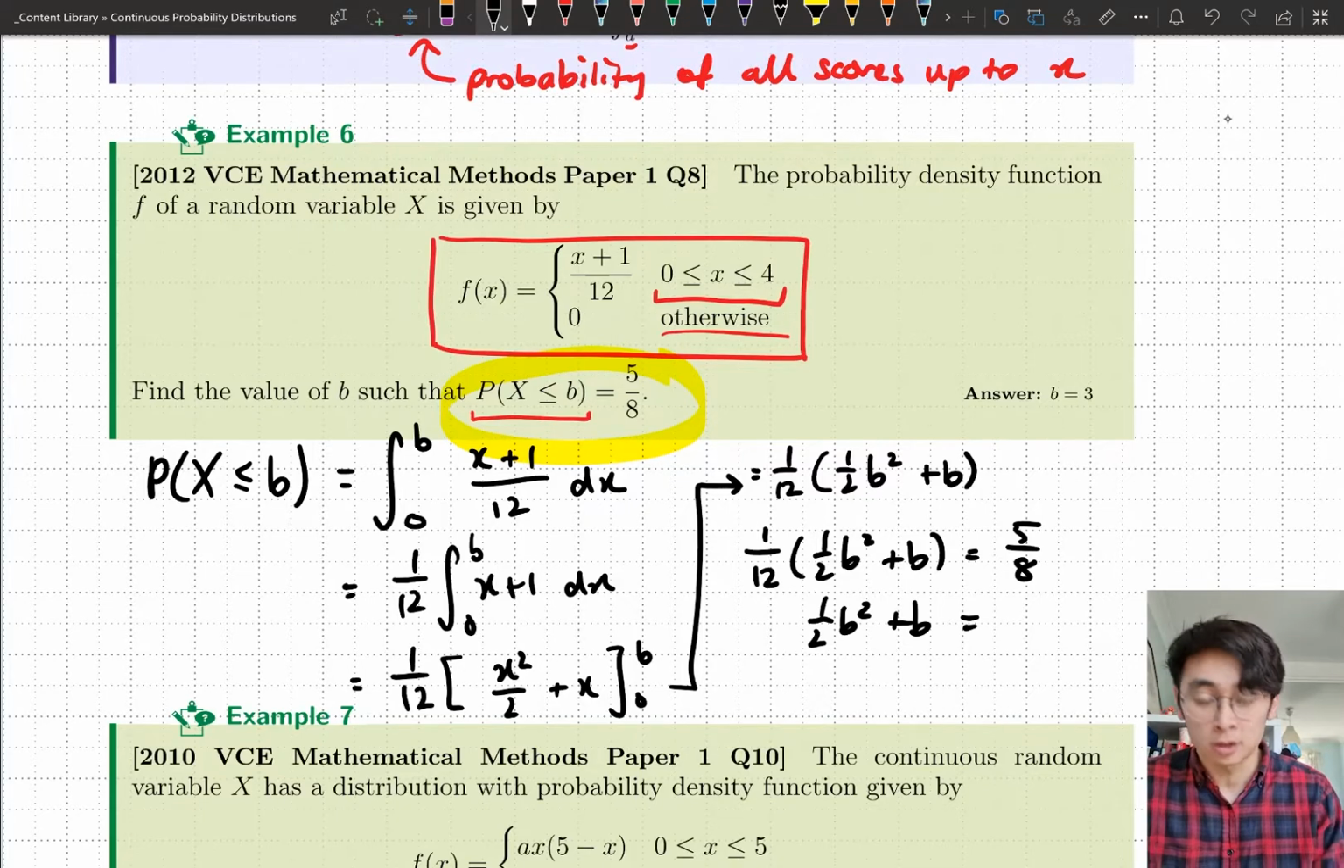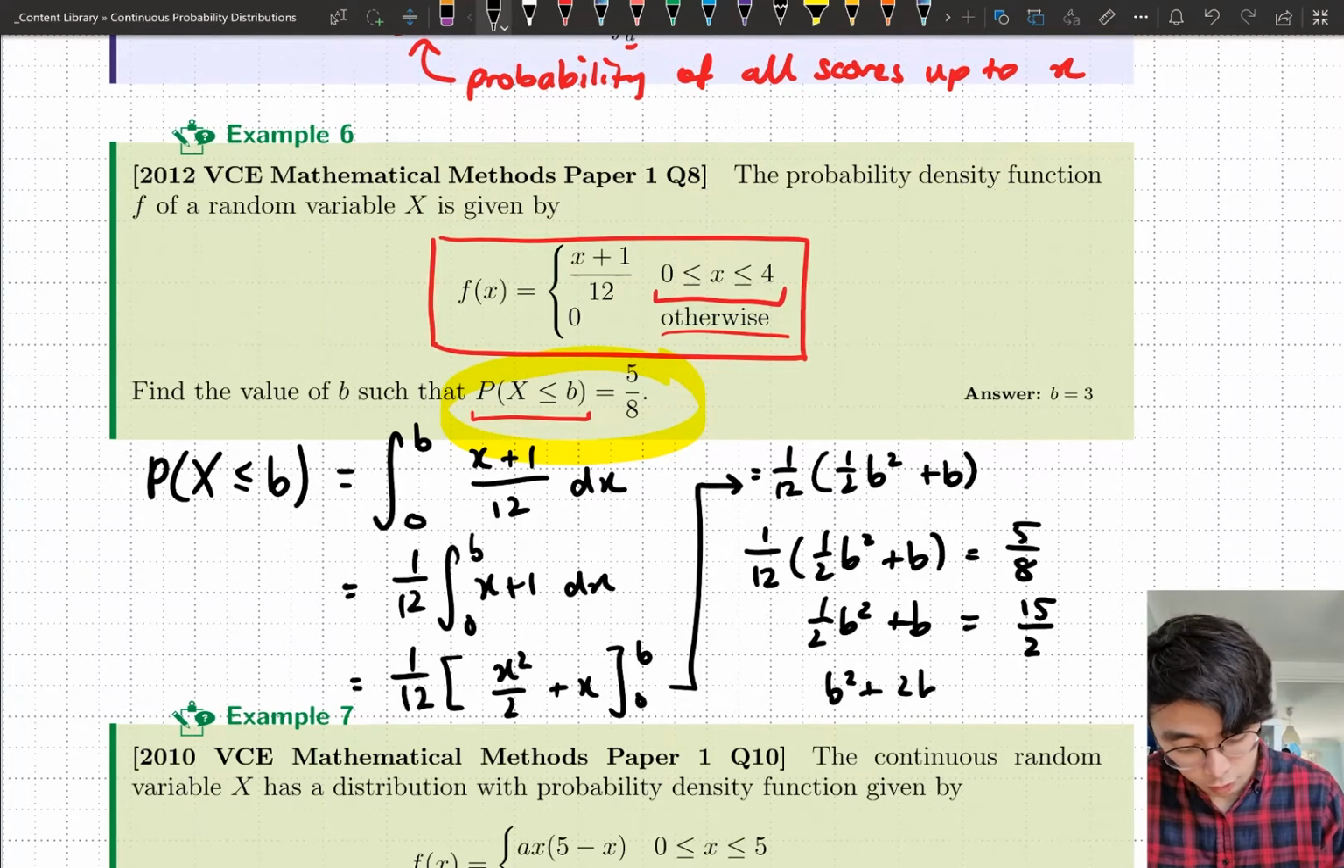By multiplying it by 12, I get rid of that 1 over 12 at the start. Multiply 5 over 8 by 12, I get, oh, hang on, let me just check that. That should be 3 over 2, so this is 15 over 2. And then multiply by 2 in front of that b squared, so I get b squared plus 2b is equal to 15.